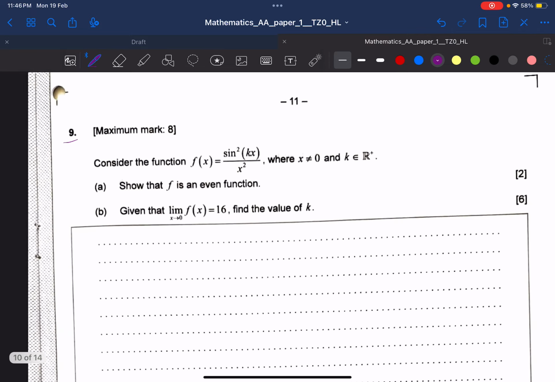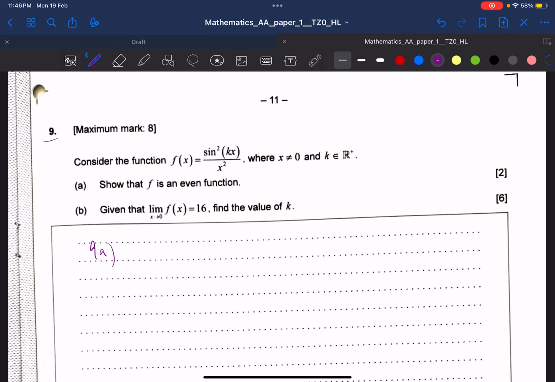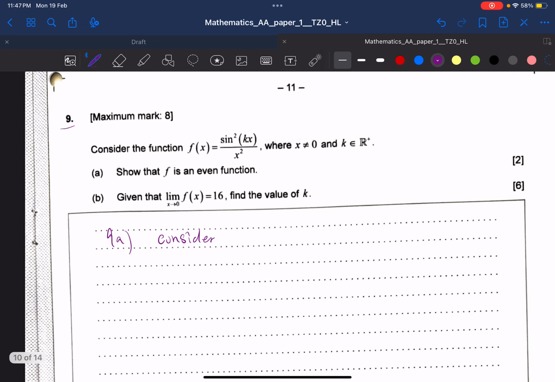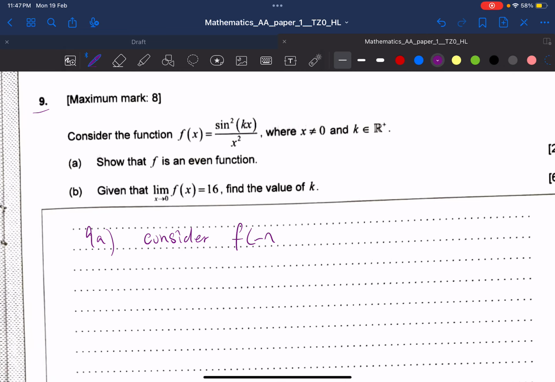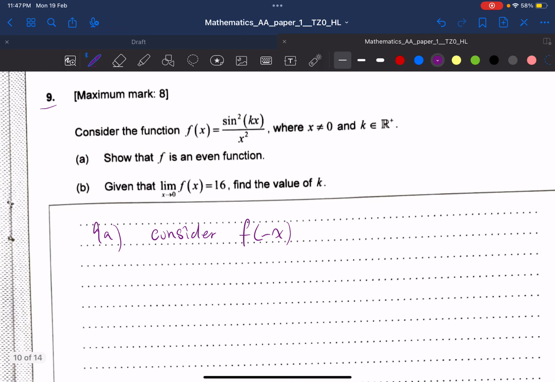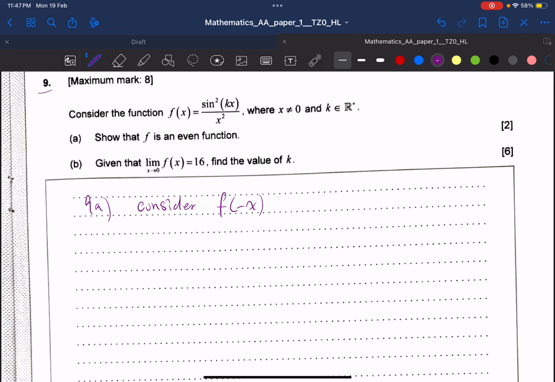Question 9a. Consider a function f(x) equals sine squared kx over x squared, where x doesn't equal 0, and k is a real number. Show that it's an even function. Again, we consider even function means left and right are symmetrical. So we just consider the reflection and see where they are the same. We just plug this in. So we have sine squared of k times negative x, and then our bottom would be negative x squared.